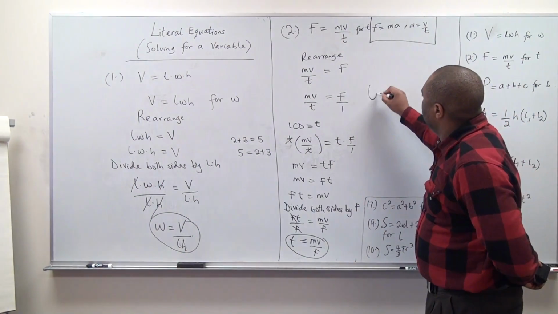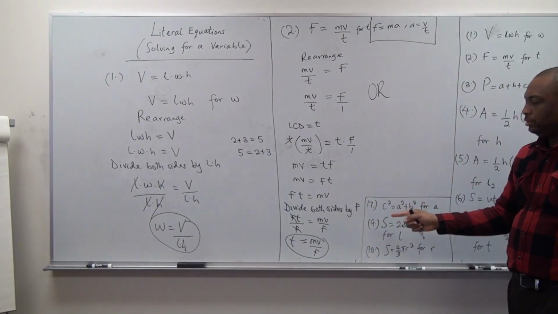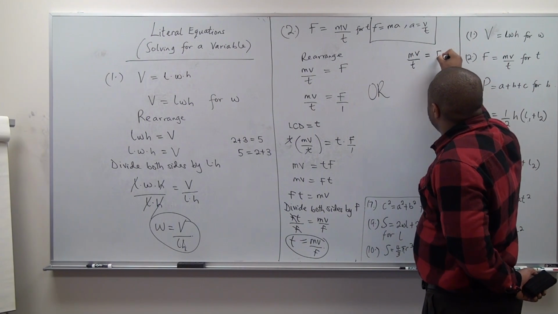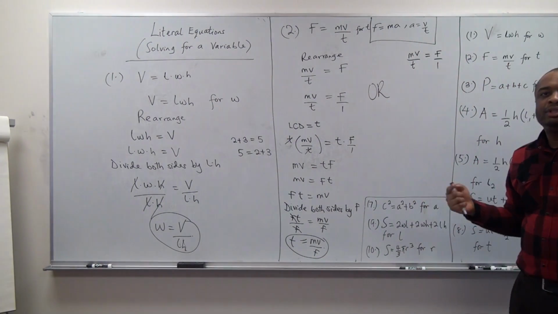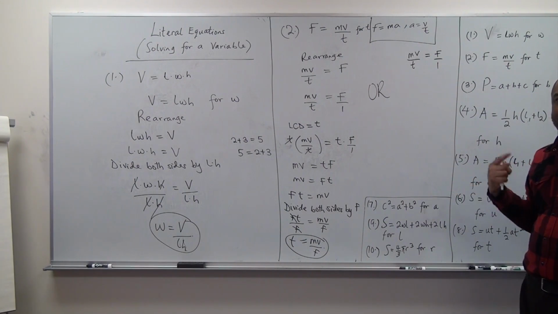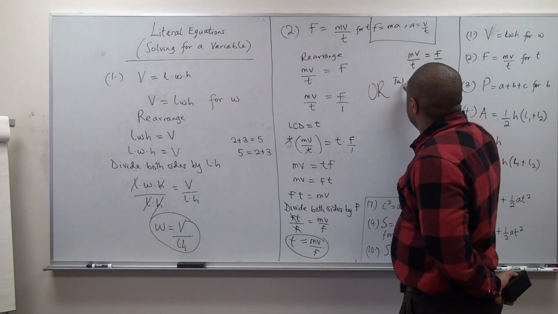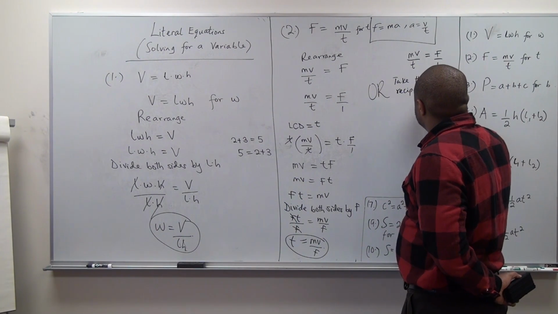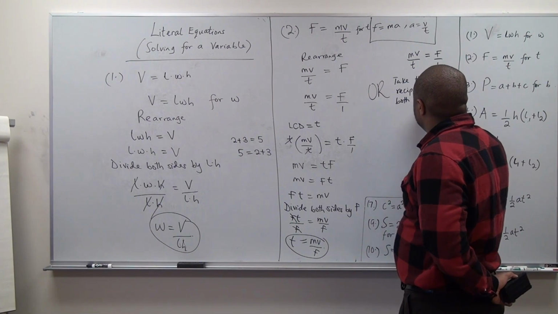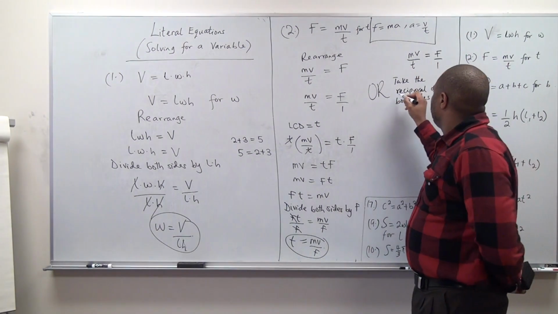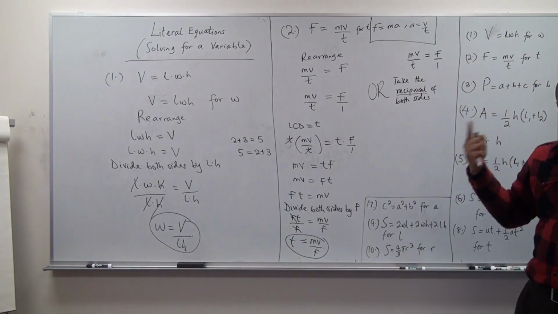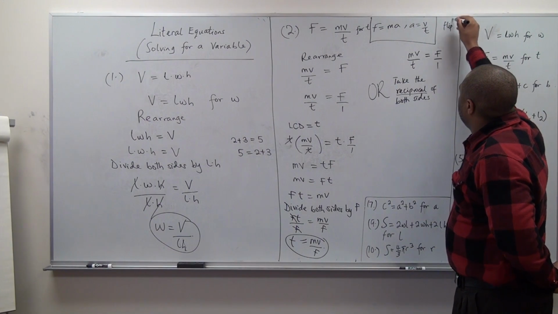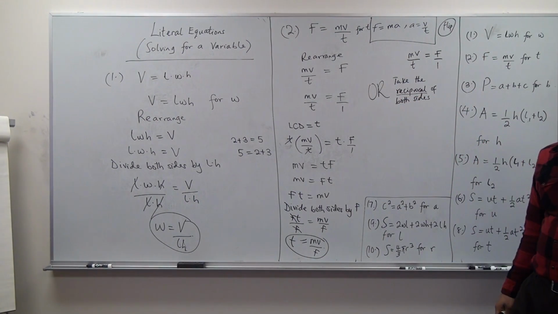Another way you can solve for t is when you have mv over t equal to f over 1, you may wish to take the reciprocal of both sides. Now, what do I mean by reciprocal? Some people will say flip it, flip both sides. Flip, F-L-I-P. But I want to use the real mathematical terms.